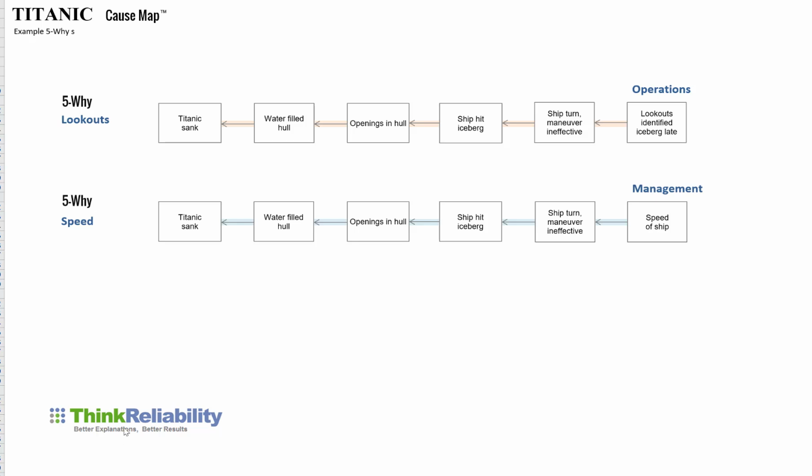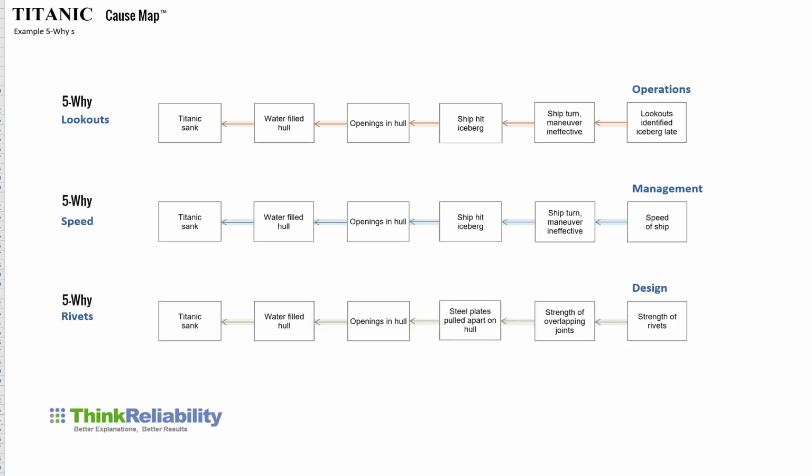But someone else on the same issue could say, no, the problem is the ship didn't turn sufficiently because it was going too fast. Management had the ship going at 18 knots. It's too fast, it couldn't turn sufficiently. So it's really a management systems issue.